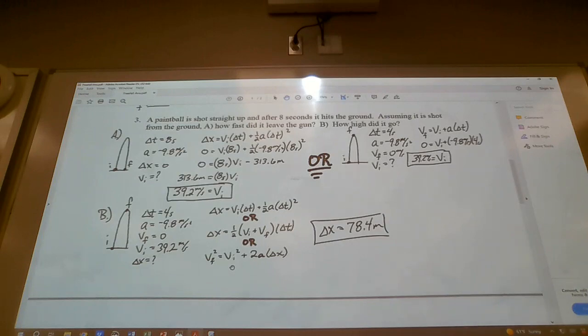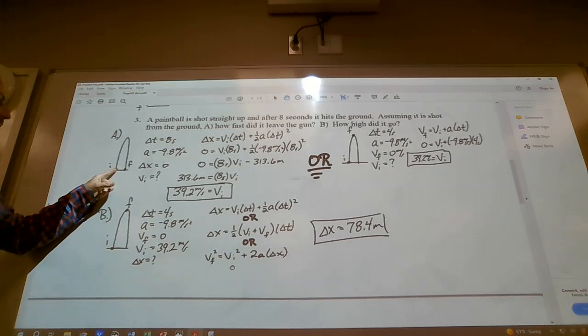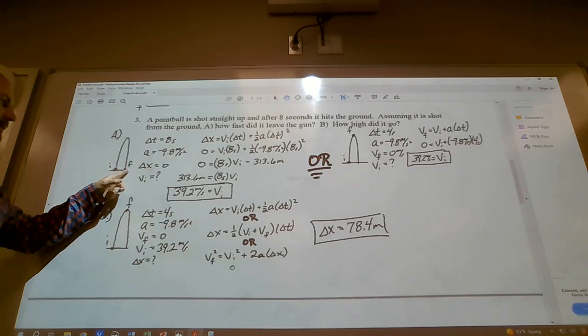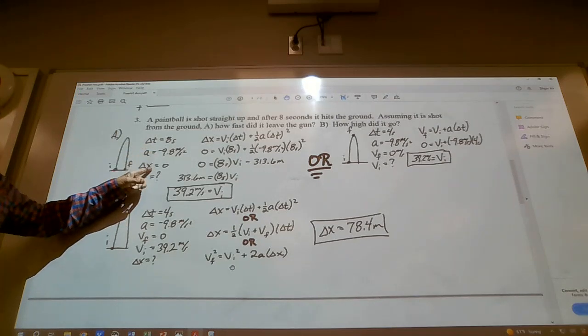Okay? Number 3, the whole point of that question was to employ one of your fun facts of free fall. Part A, there's actually 3 different correct ways to solve for that, all of which required a fun fact of free fall. One way would be to recognize that it starts on the ground, ends at the ground, so your displacement is 0, and it took 8 seconds to do that.